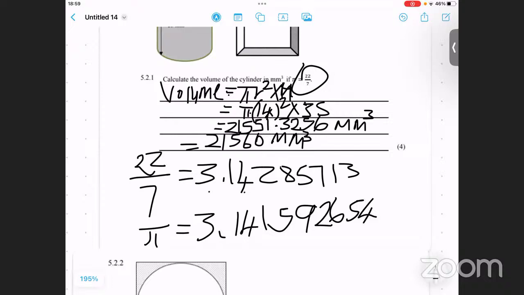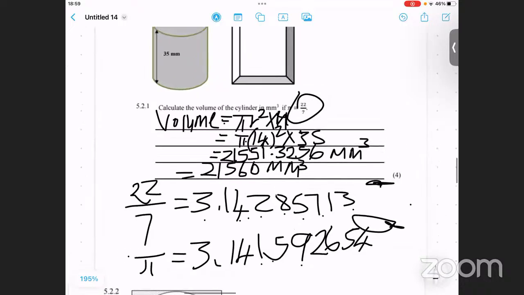So it's 3,14285, and then here it's 3,14159. So basically with this one you're going to get a higher value, and with this one a lower value. So you should make sure that you follow these instructions in case they give you a value for pi somewhere. Just ensure that you follow them.